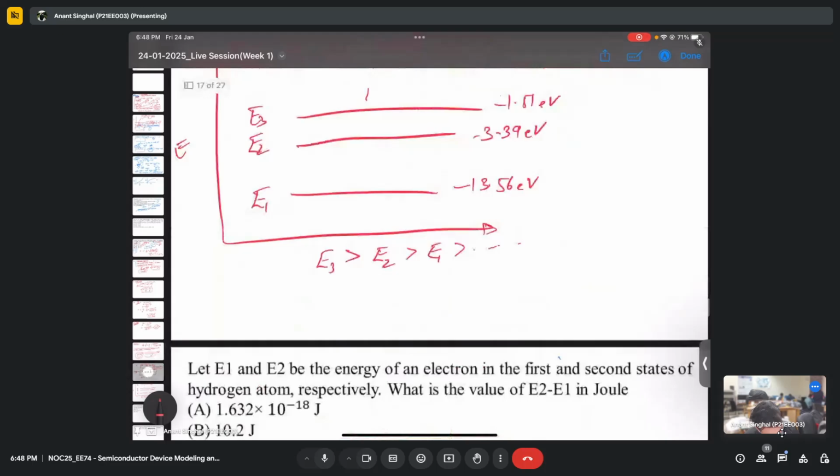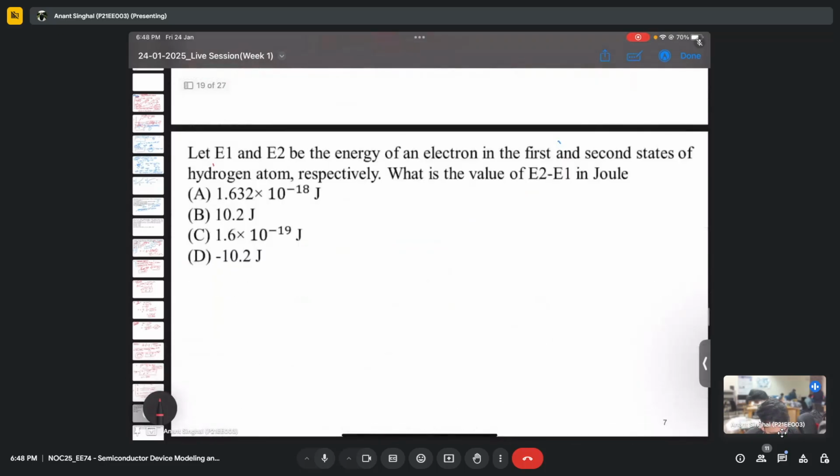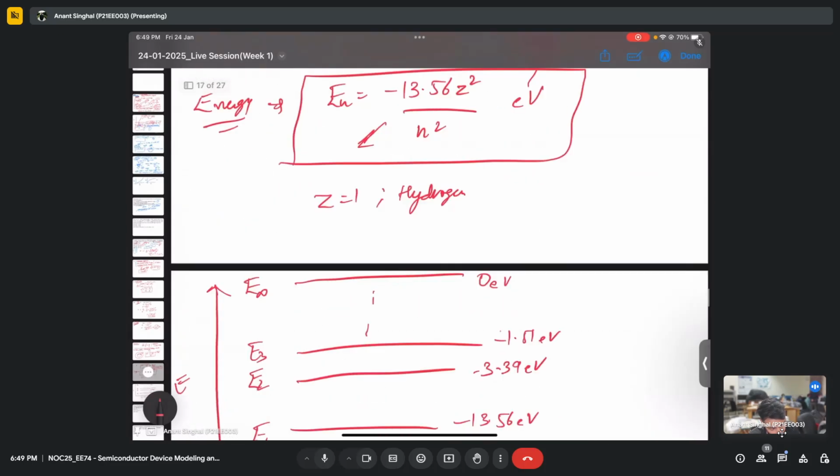Okay. So now the problem is, let E1 and E2 be the energy of an electron in the first and the second state of a hydrogen atom. So it is hydrogen. What is the value of E2 minus E1 in joule? Can anyone tell, or wants to try it? Maybe you can take 10.2, option B. But it is asking in joule. This is in electron volt.